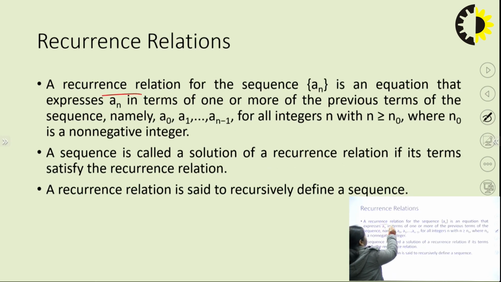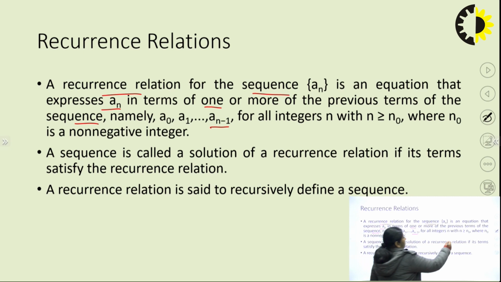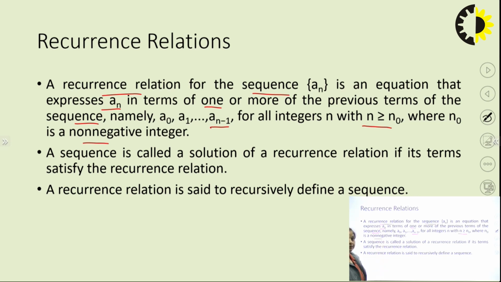A recurrence relation for the sequence an is an equation that expresses an in terms of one or more of the previous terms of the same sequence, namely a0, a1, a2 up to an minus 1, for all integers n, where n is greater than or equal to n0 and n0 is a non-negative integer.